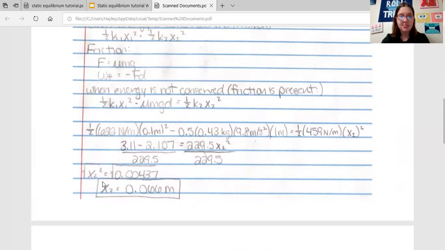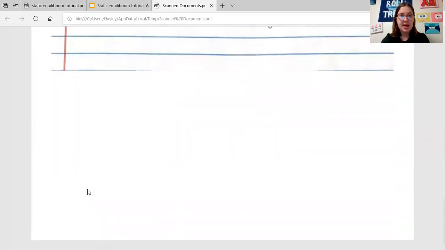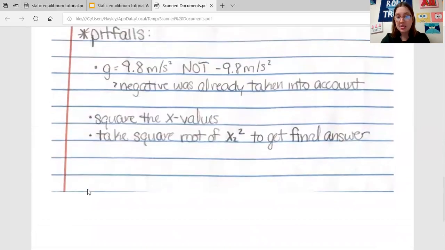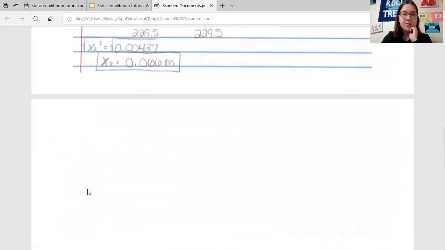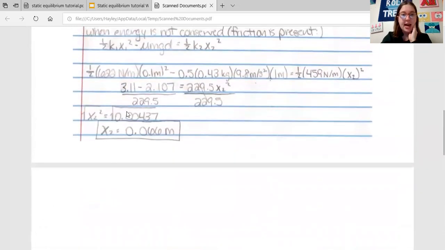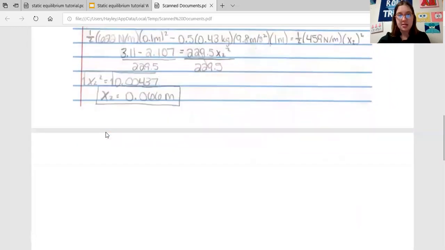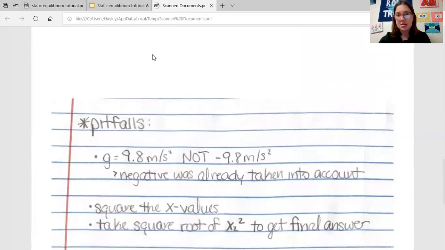And on that same note, make sure that you're taking the square root of the x2 squared to get your final answer. So you don't just want to leave it at the 0.00437. You want to make sure that you're getting the square root of that to get your final answer. And as long as you're remembering those things and just using the equations, you shouldn't really have a problem.